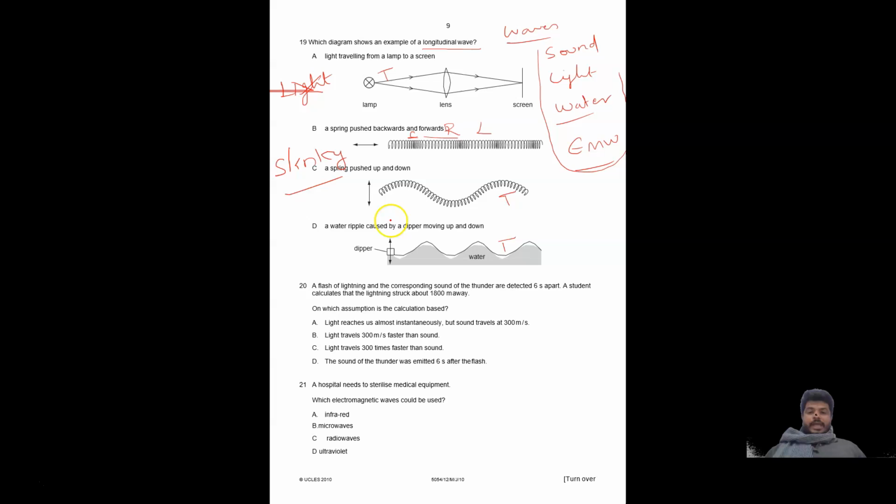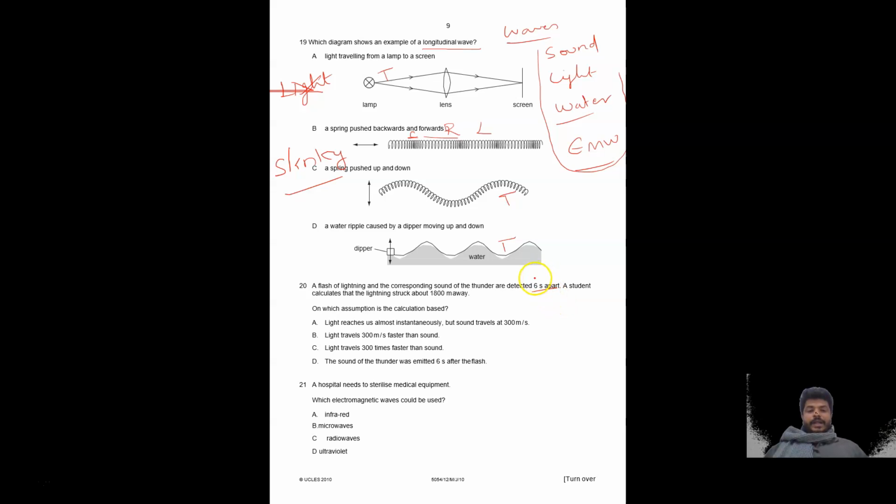Question number 20. A flash of lightning and the corresponding sound of thunder are detected 6 seconds apart. That means whenever you see lightning, you can't hear the thunder instantaneously. It takes a time delay. There will be some time delay, which depends on the distance at which the lightning appears.